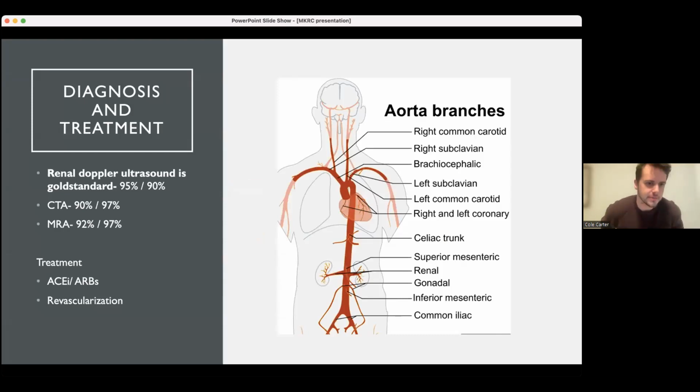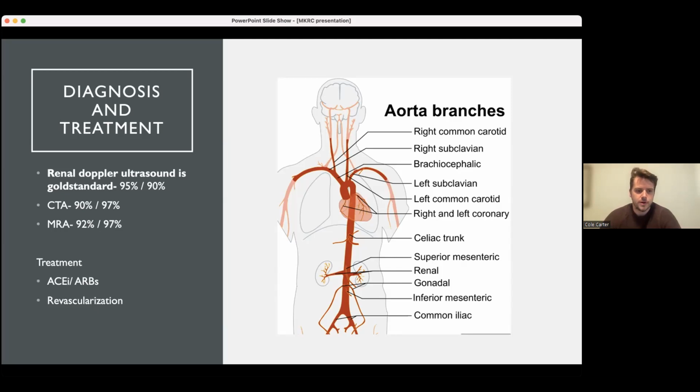So diagnosis and treatment. Renal Doppler ultrasound is the gold standard with 95% sensitivity and 90% specificity. And CTA and MRA follow. So renal Doppler ultrasound is the gold standard just because it's so easy to access, it's very convenient, it's cheap, and it can determine whether someone has renal artery stenosis very quickly, while CTA and MRA follow, but they have a risk of allergies, they're expensive, and they're very inconvenient and take some time.